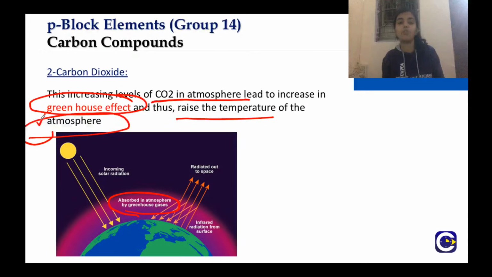And what is the greenhouse effect due to? Because of the increase in the amount of carbon dioxide. The carbon dioxide traps the solar radiations which are incoming from the sun, and therefore the temperature of the earth is increasing day by day.